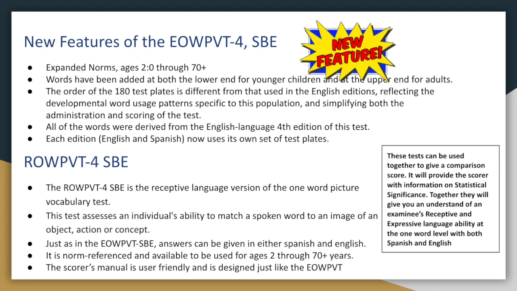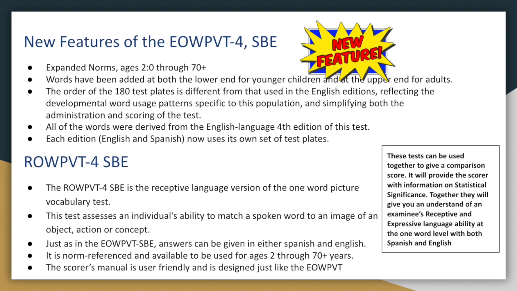All of the words were derived from the English language 4th edition of this test. Each edition, English and Spanish, now uses its own set of test plates. There's also a sister version of the EOWPVT, which is the ROWPVT, which is the Receptive One-Word Picture Vocabulary Test, 4th edition, also in the Spanish bilingual edition. The ROWPVT is the receptive language version of the one-word picture vocabulary test. This test assesses an individual's ability to match a spoken word to an image of an object, action, or concept.